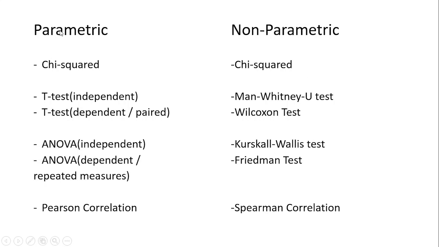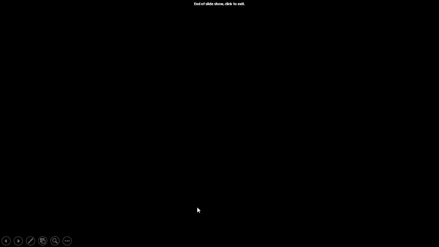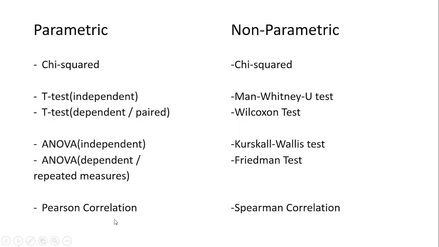As a parametric correlation test, you would do Pearson correlation, and if you cannot meet the assumptions, you would do Spearman correlation.